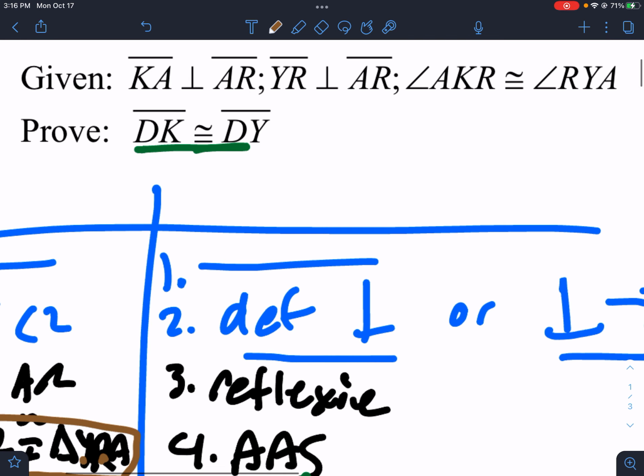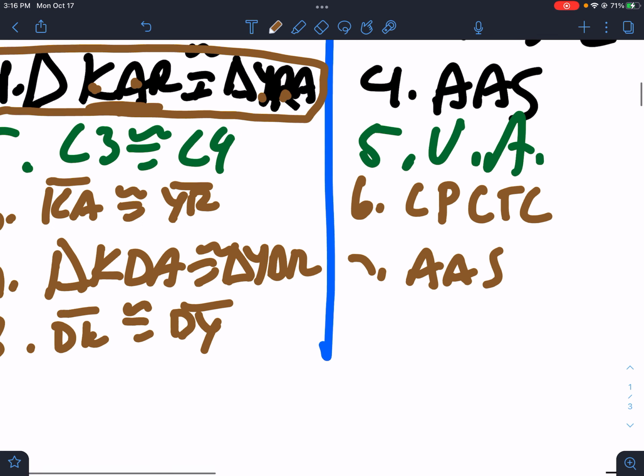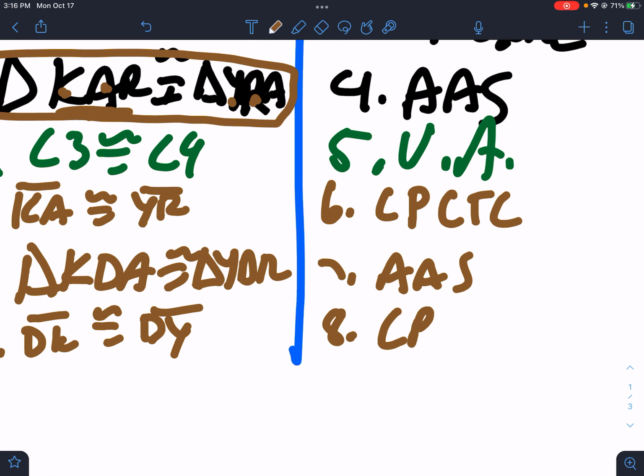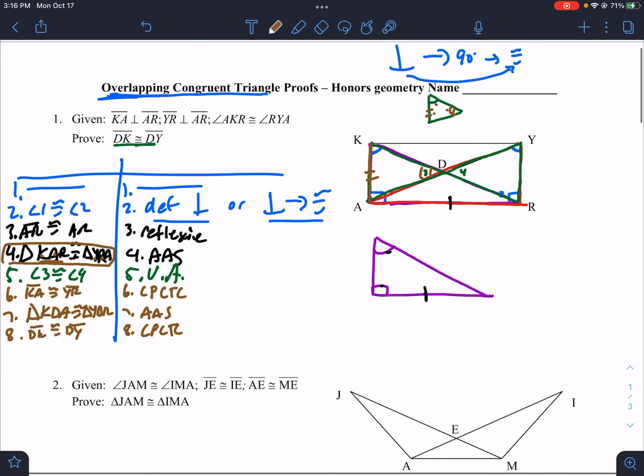Can we now say DK goes to DY? Well, look at that triangle. DK, DY, let's go. DK is congruent to DY, and that is CPCTC. Don't ask me how to spell that. There we go. That's tough.